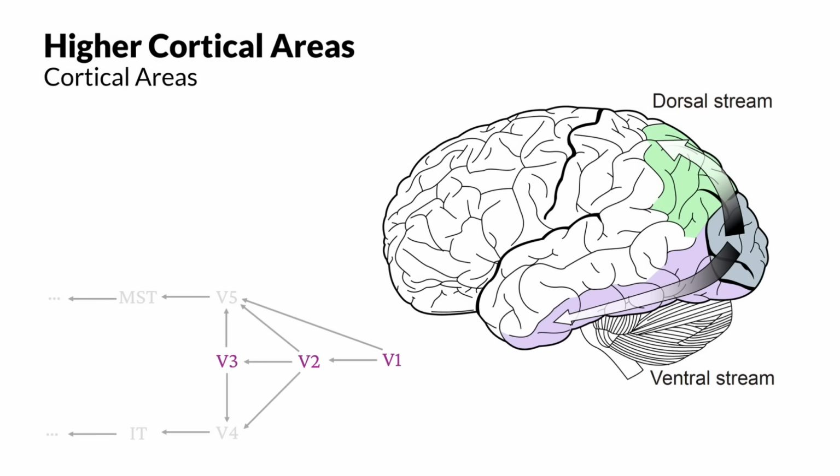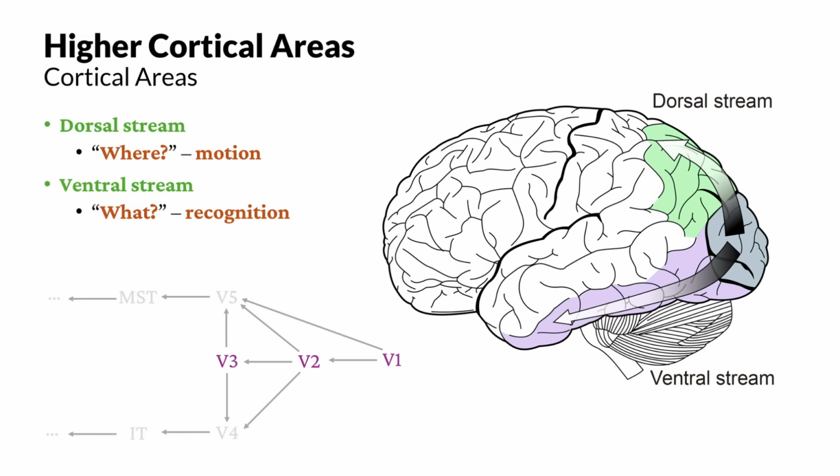In the further areas, we can divide these areas by 2 streams, the dorsal stream and the ventral stream. The dorsal stream, as its name suggests, goes dorsally to the parietal lobe. It solves the problem of where. It deals with motion. The ventral stream goes to the temporal lobe. It solves the problem of what. It helps us recognize things.